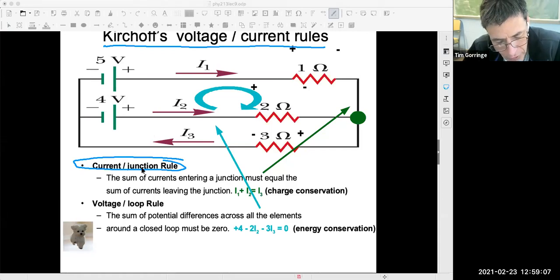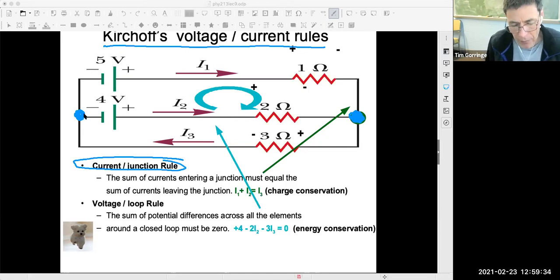So the current or junction rule applies to a junction, or what we call a node in the circuit. It's where my wires meet, or terminals meet. So here on the right is a junction. There's also a junction over here on the left. We could apply it here too. And the rule is kind of simple and straightforward. It just says that the current that flows into a junction must be equal to the current that flows out of the junction.